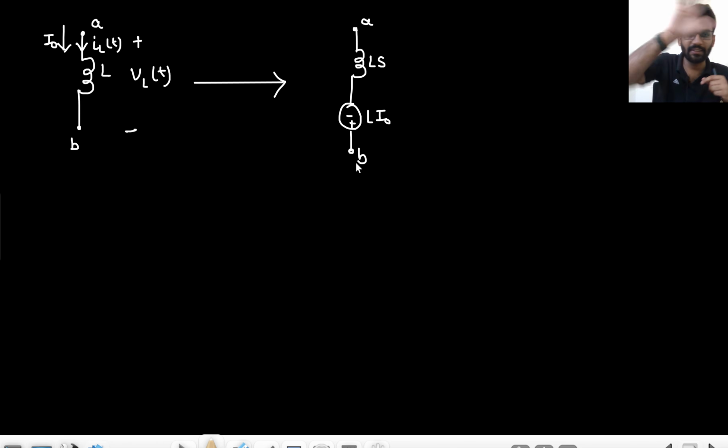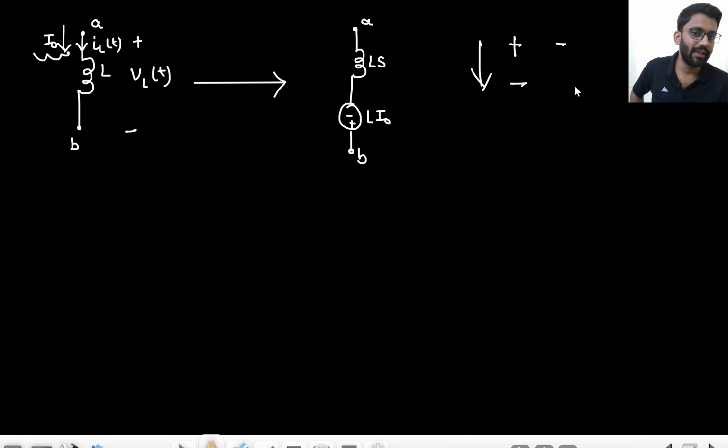Inductor is there, I will replace it with Ls. Now if it is having initial current of I naught, first I will see the direction. The direction of this current is from up to down, right? So I will make a voltage source from up to down, minus to plus. If it is going like this, I am not going to make like this, I will make like this. Okay, this is wrong, this is right. From up to down, minus to plus, Li naught.